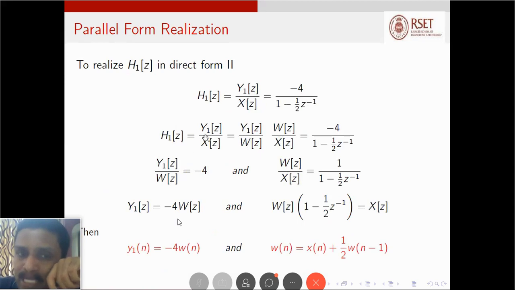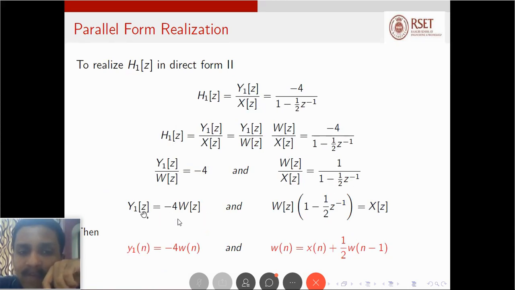Then h1 of z is equal to y1 of z by x of z, which is equal to y1 of z by w of z into w of z by x of z. I am making some arrangements. In order to obtain the direct form 2 realization, I am arranging this by separating the numerator part and the remaining part. So y of z by w of z can be written as minus 4, and w of z by x of z is equal to 1 divided by 1 minus 1 by 2 z inverse.